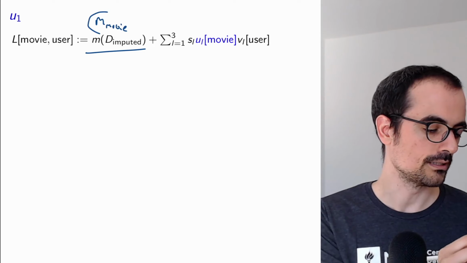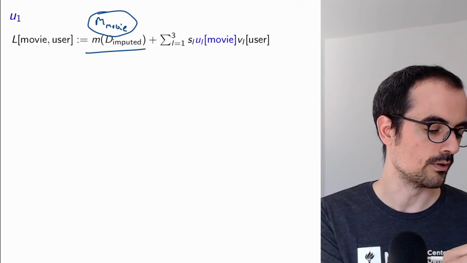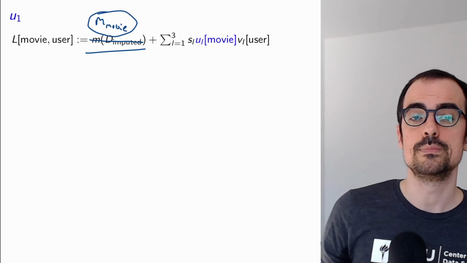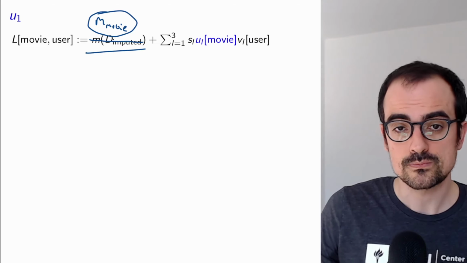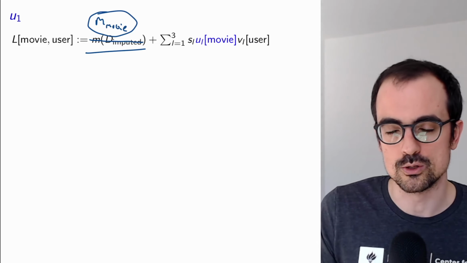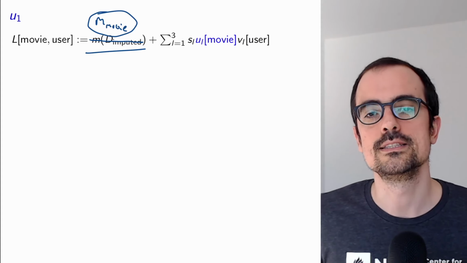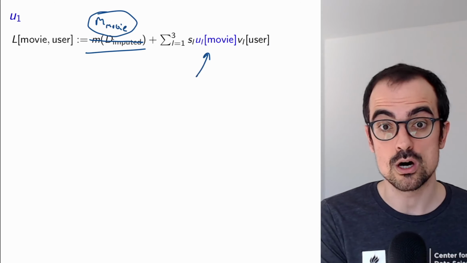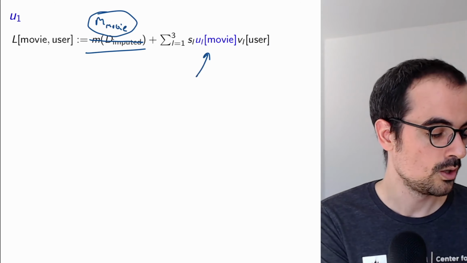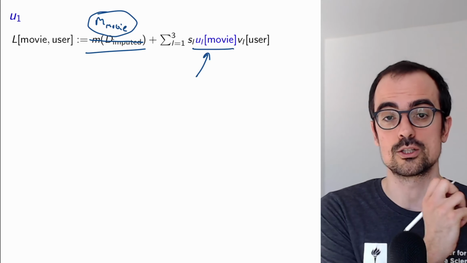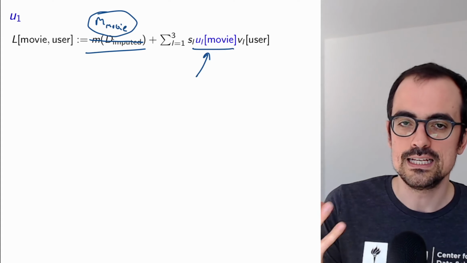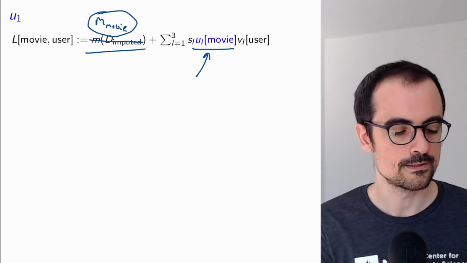I apologize for that. This was for the mean of the whole imputed data. That would have been for a simple example, we're just averaging all the ratings, but here we're using the mean per movie, and we're adding to that this rank 3 model where we have these 3 factors. We have a coefficient for each movie associated to each of the 3 factors, and now we're going to look at them to see if they indeed kind of group similar movies.